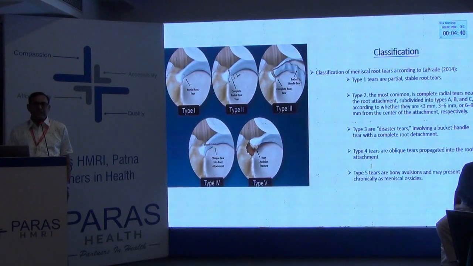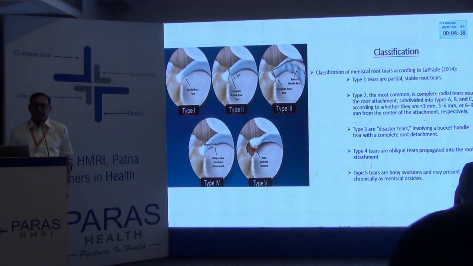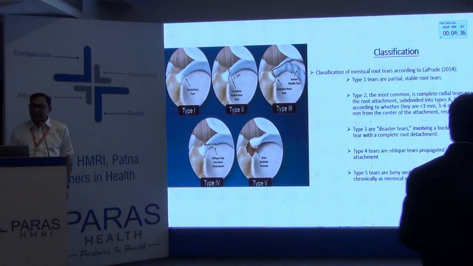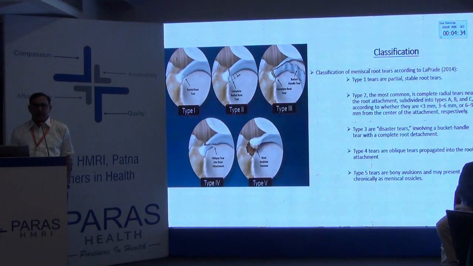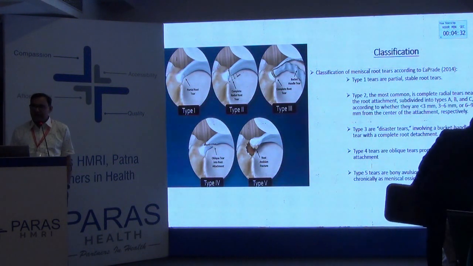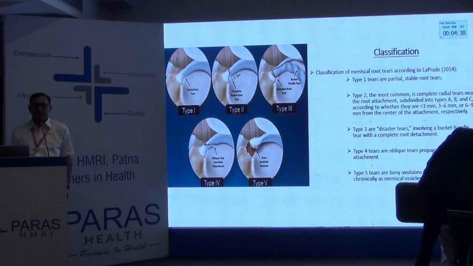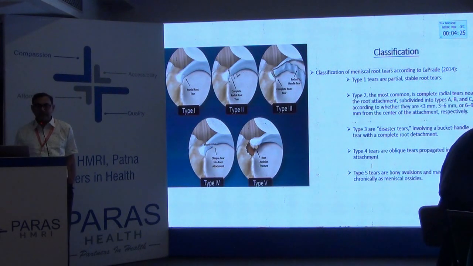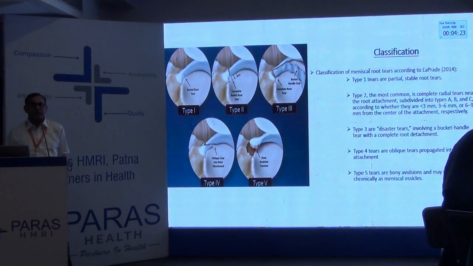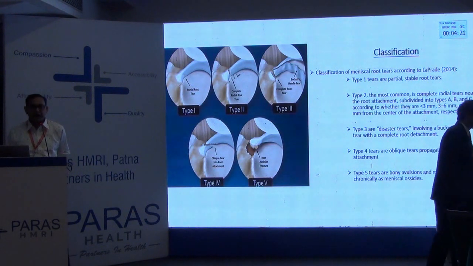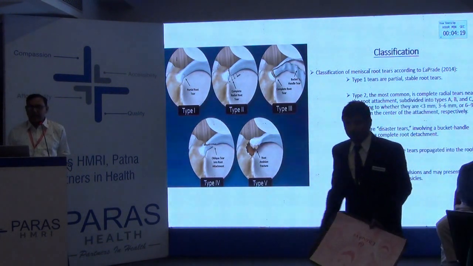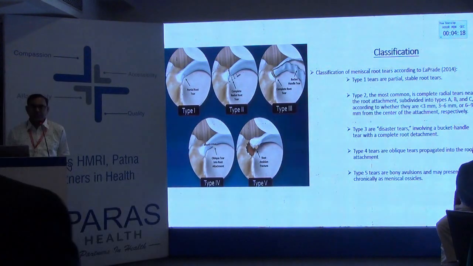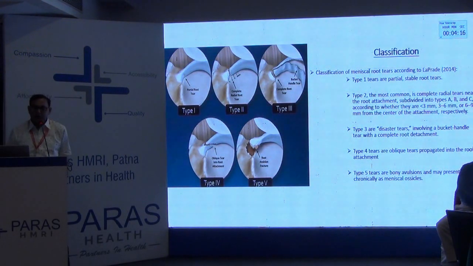This is a classification system. Generally there are 5 types by the LaPrade classification. Type 1 is partial, type 2 is the most common, complete and near the root. Type 3 is a disaster because along with the root tear there is a bucket handle component. Type 4 is an oblique type which has propagated to the root, and type 5 is the bony avulsion.